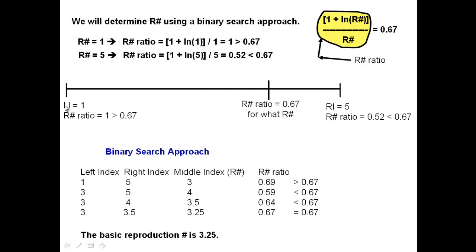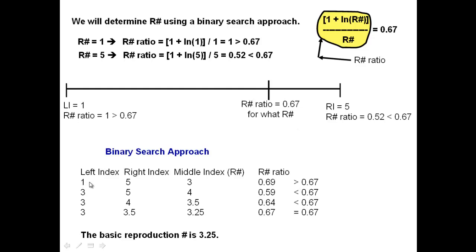So this is an ideal case for using binary search, where you can set the left index to be 1, which is the value for r hash such that r hash ratio comes out to be 1, which is greater than 0.67, and the right index to be 5 for r hash, where r hash ratio comes to be 0.52 and less than 0.67. So the value of r hash for which the r hash ratio is going to be 0.67 is somewhere in between 1 and 5, and that's what we're going to determine using binary search approach.